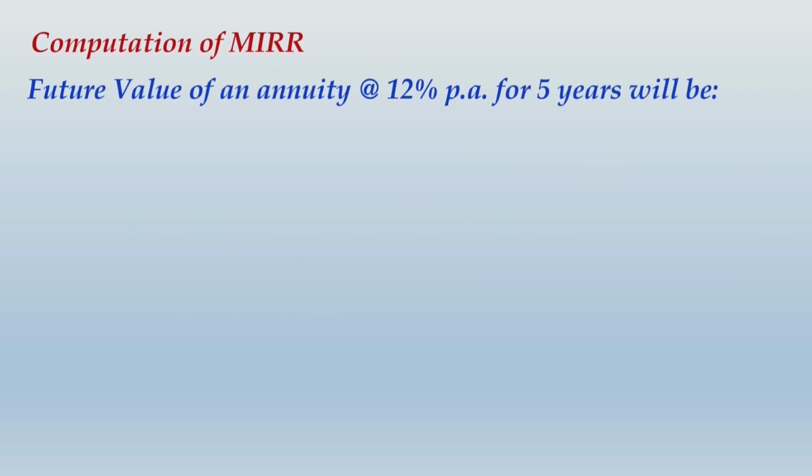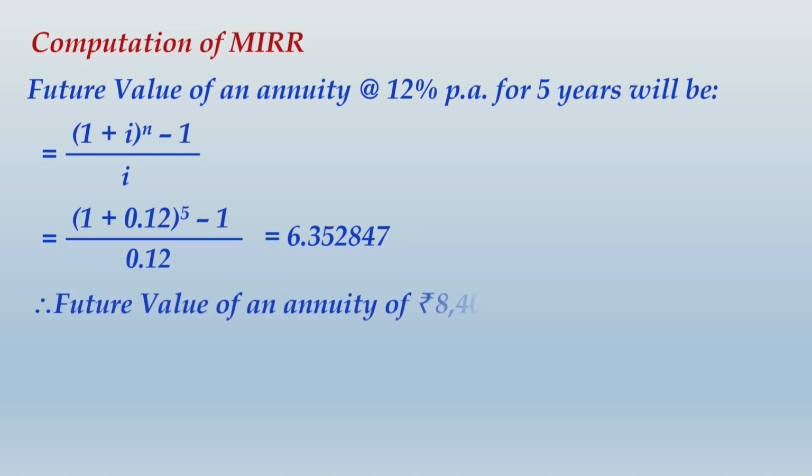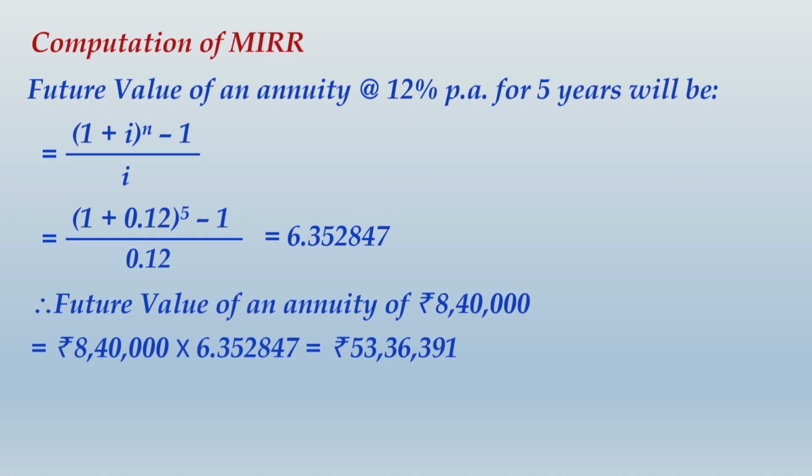Let us move ahead and now attempt computing MIRR. For this purpose, we will be finding the future value of an annuity at 12% per annum for 5 years. And you know, this is the shortest way of finding the future value of cash flows when each year's annual cash flow is getting reinvested at the usual discounting rate of 12% per annum. By applying this future value annuity factor on the cash flow of 8,40,000, we get the lump sum future value as 53,36,391. That will be the first step in computing MIRR.